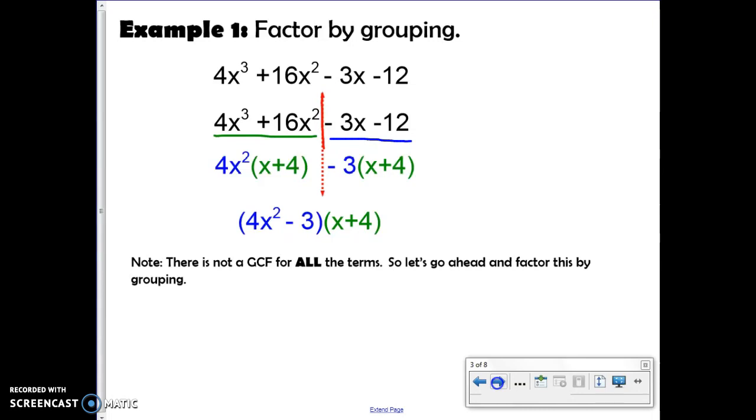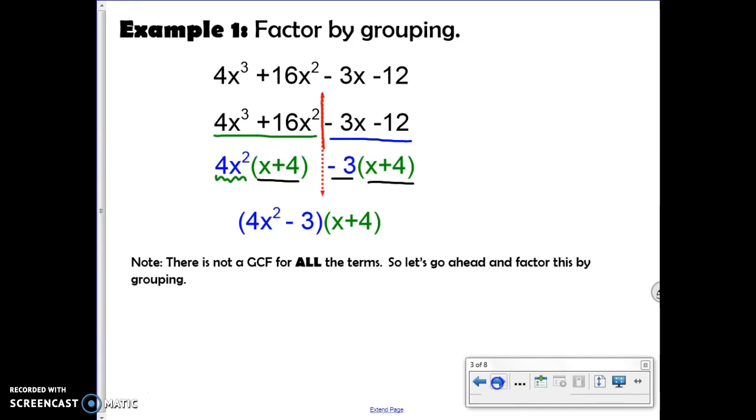Looking at the first 2 terms that I underlined in green, we pull out the greatest common factor, and I hope you were able to see that 4x squared is the greatest common factor. After we factor that out, we just write what we have left: x plus 4. Then we jump to the next set of terms to factor, negative 3x minus 12. Again, factor out the greatest common factor. Negative 3 is our greatest common factor, and after that, all we have left is this x plus 4.